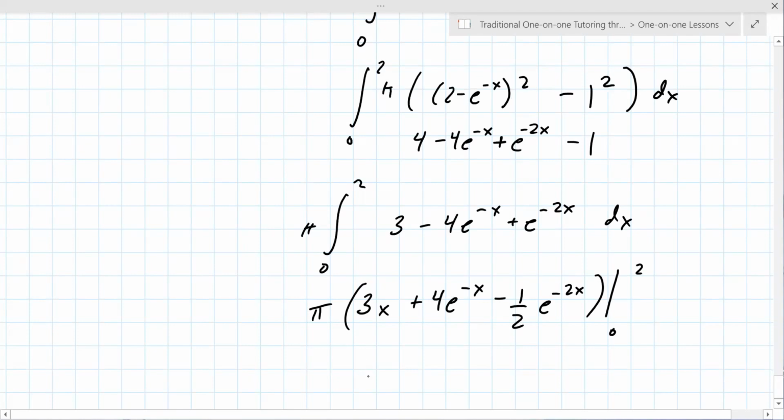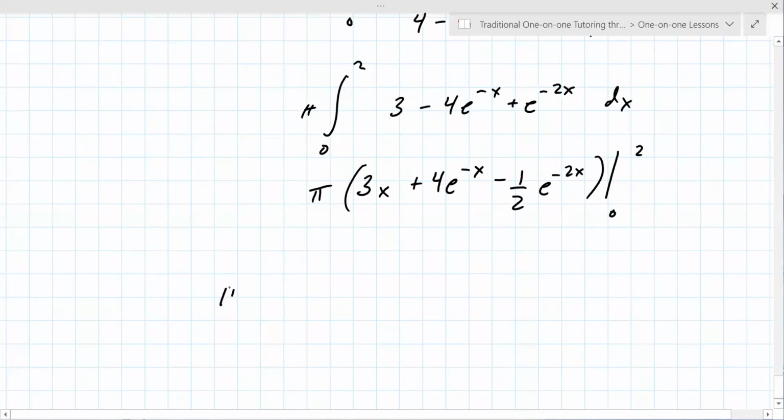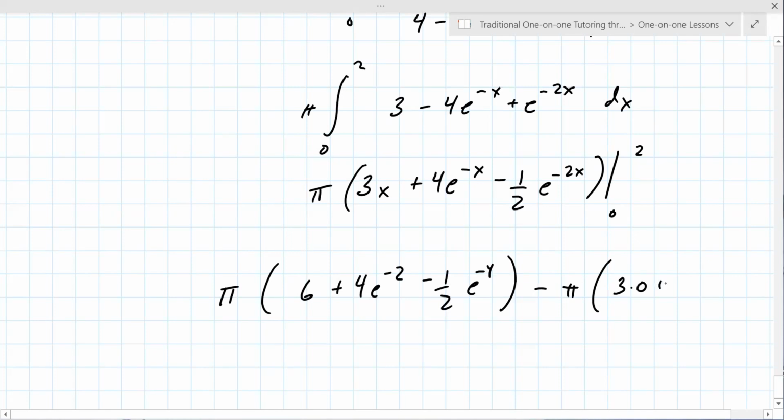Okay, so this one, you do have to evaluate at both endpoints. 6 plus 4 e to the minus 2 minus 1/2 e to the minus 4, minus pi times (3 times 0 plus 4 e to the 0 minus 1/2 e to the 0), because e to the zeros are not 0, they're 1. And so this is 4 minus 1/2 on the right here. So that 4 is 8 over 2 minus 1/2, 7 over 2. So it's 7 over 2 pi.